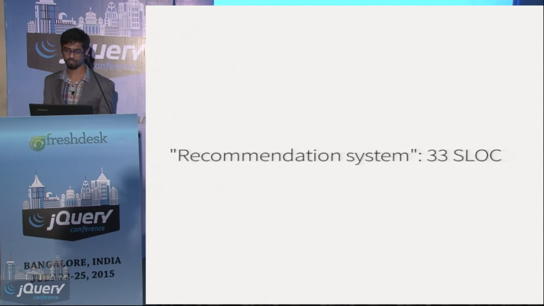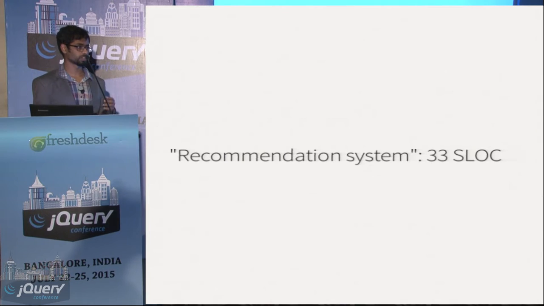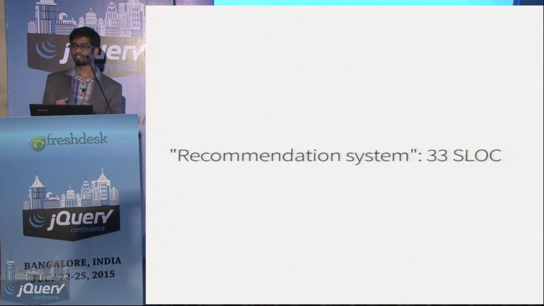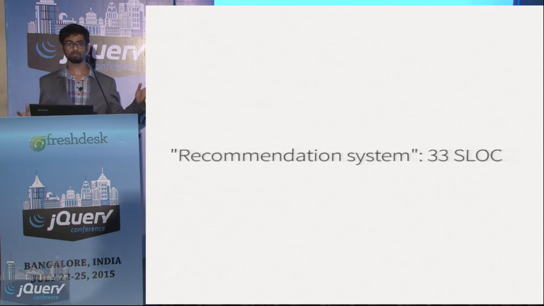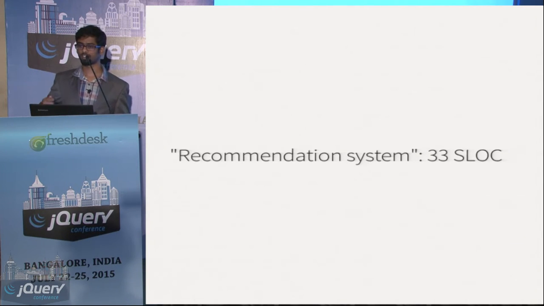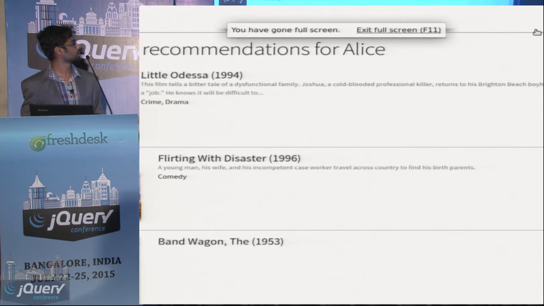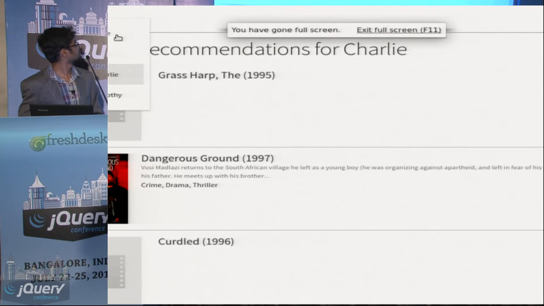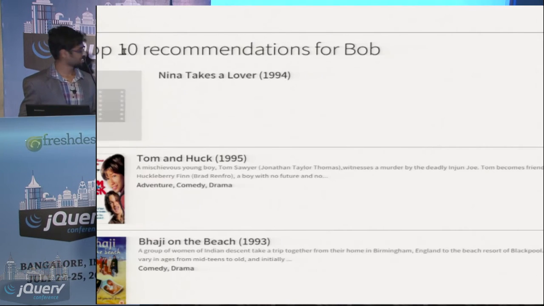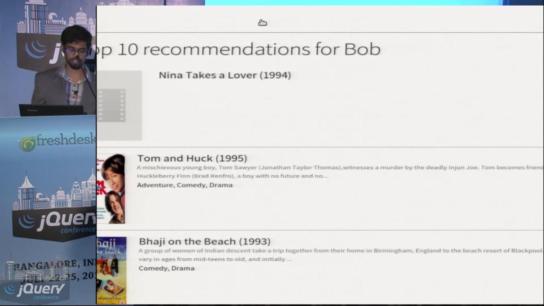The first demo is a UI for a recommendation system. My friend Abhijit wrote this recommendation system, which takes ratings of movies from users and then does some linear algebra magic and figures out what you would like to watch if you haven't watched it already. This is 33 lines of code for the entire UI. I can select different people here. These people have really bad taste, but yeah. As I select whose recommendation I want, the thing keeps changing.